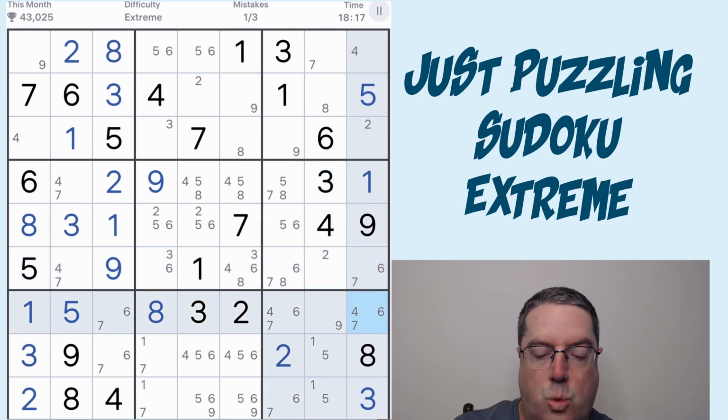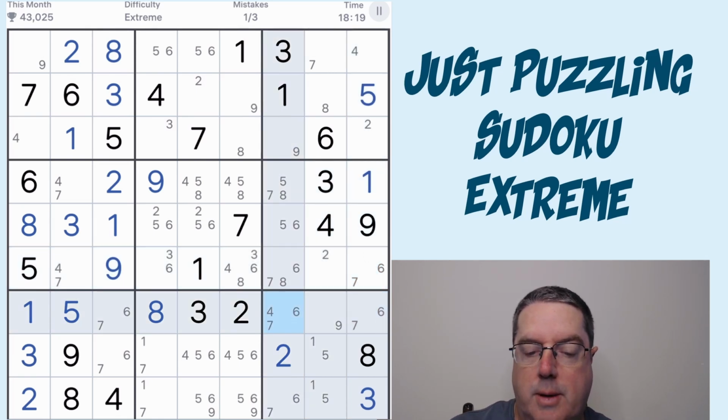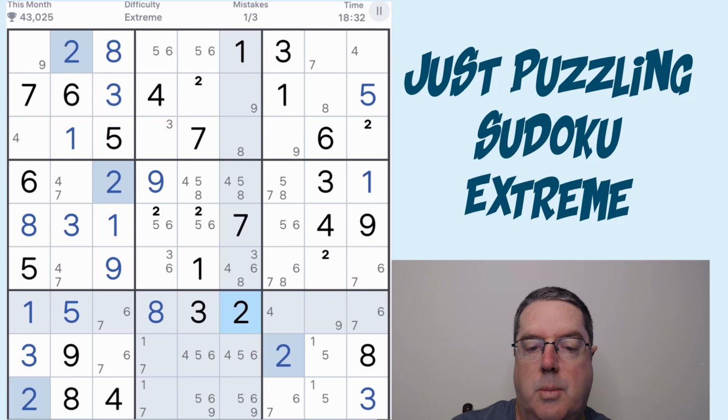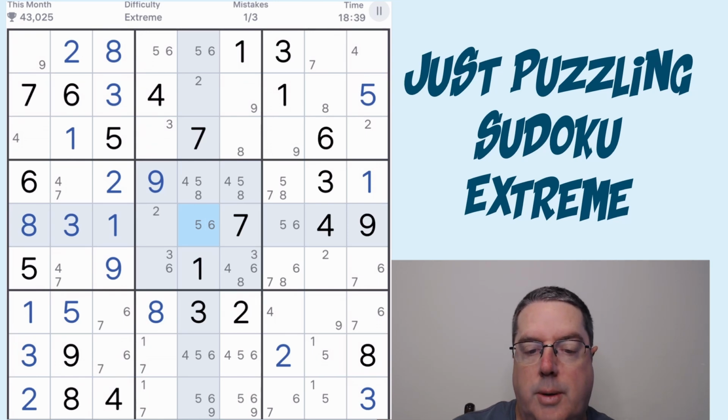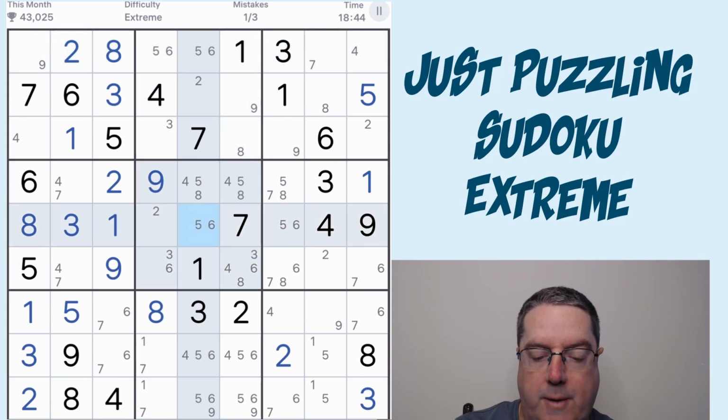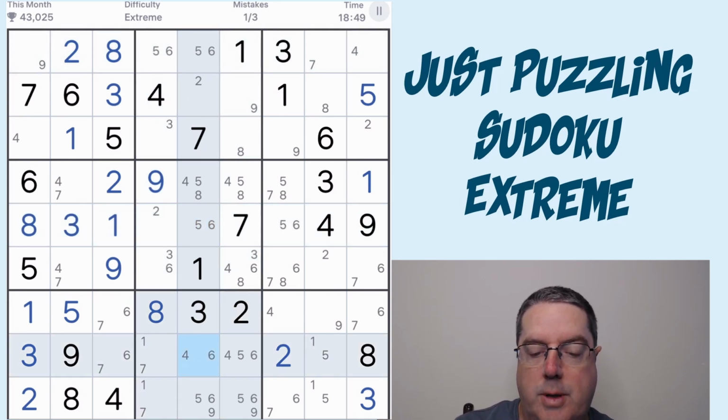Can't be a 4, which means that's a 4. So 7, 6, 7, 6. 7, 6, 7, 1. What else have we got at the moment? So 2 can be there, so that there can't be a 5 and a 6, so that's a 2. That can't be a 2. Because of those two there, that can't be a 5. That there can't be a 5 and 6. That can't be a 5 and 6, so that's a 9.